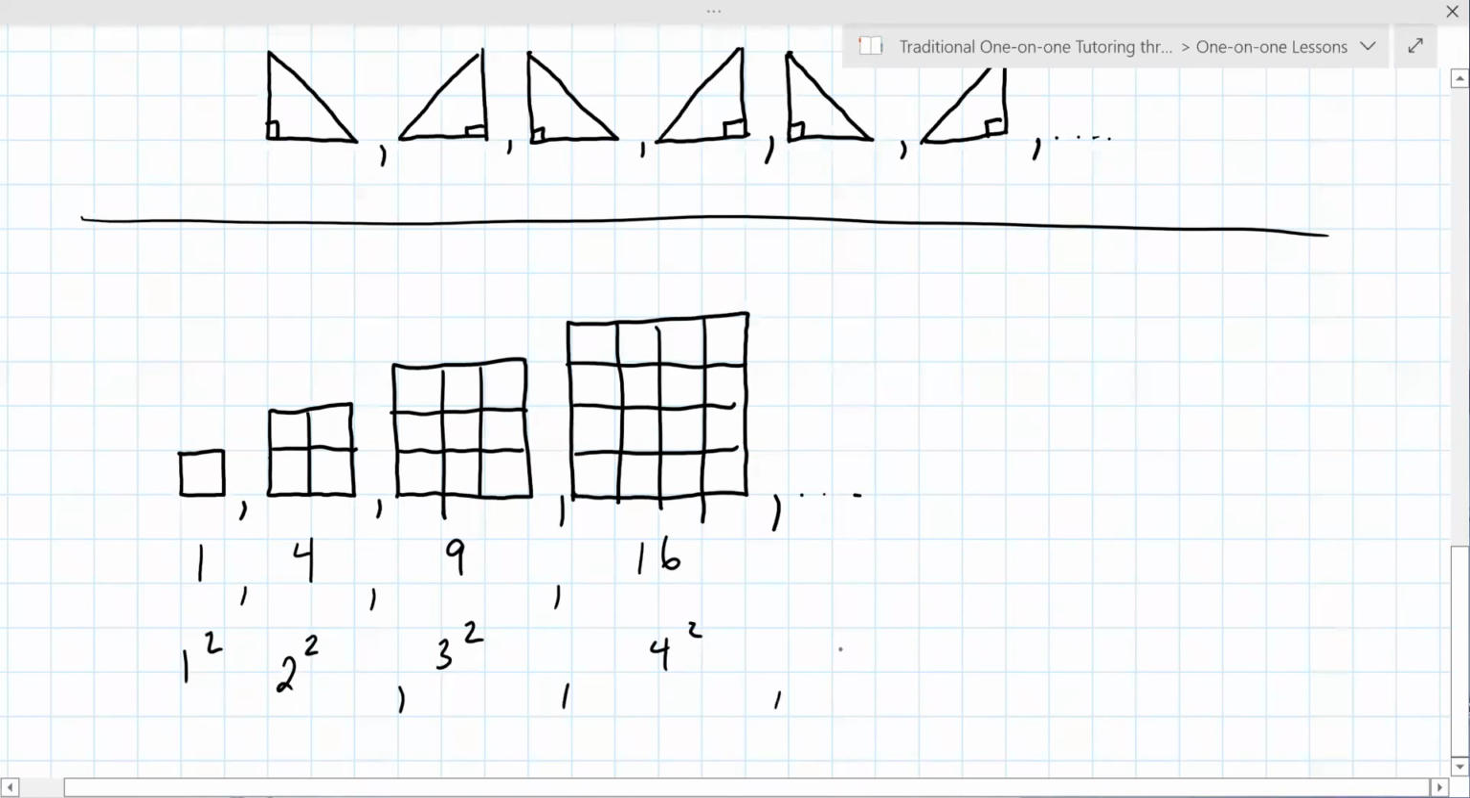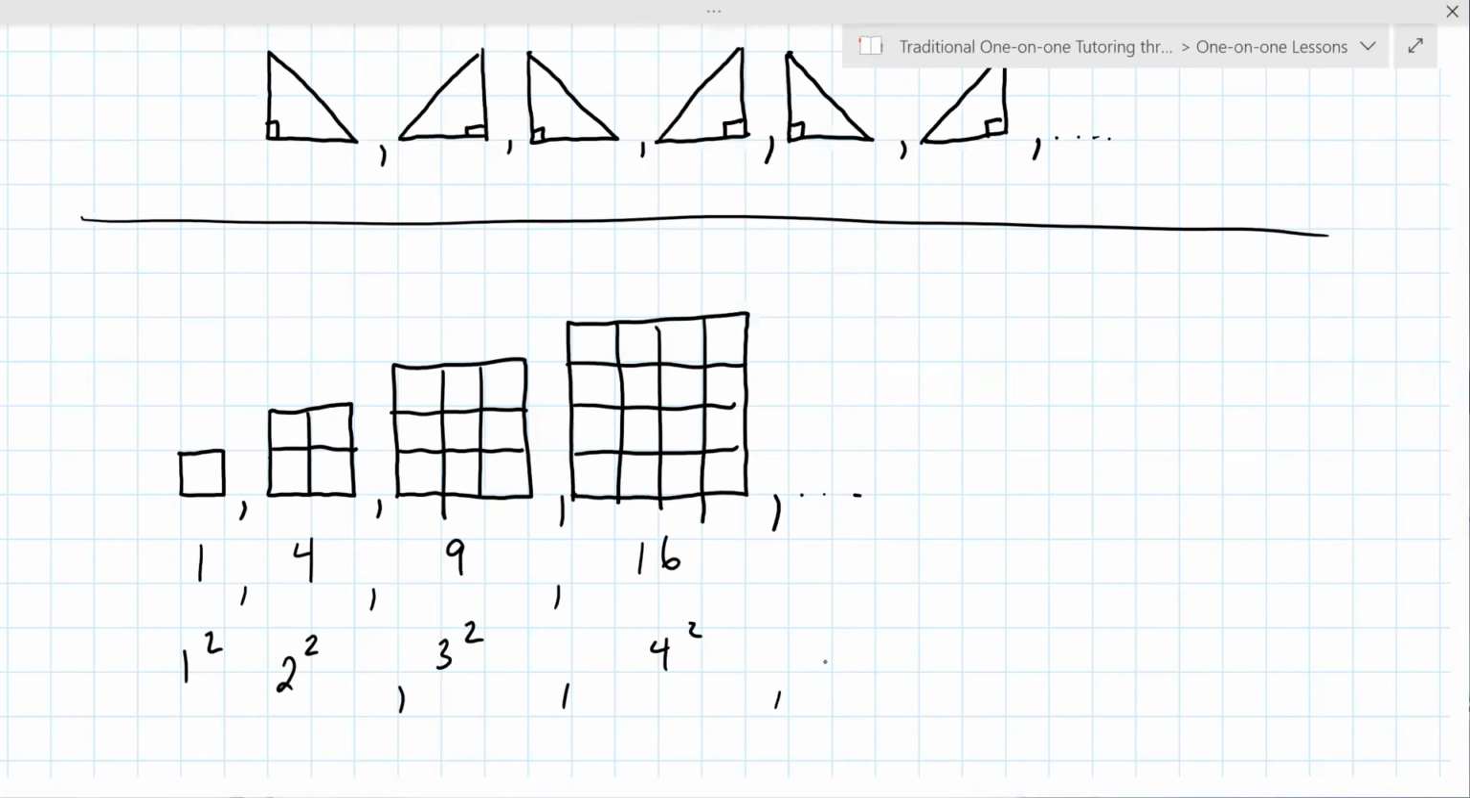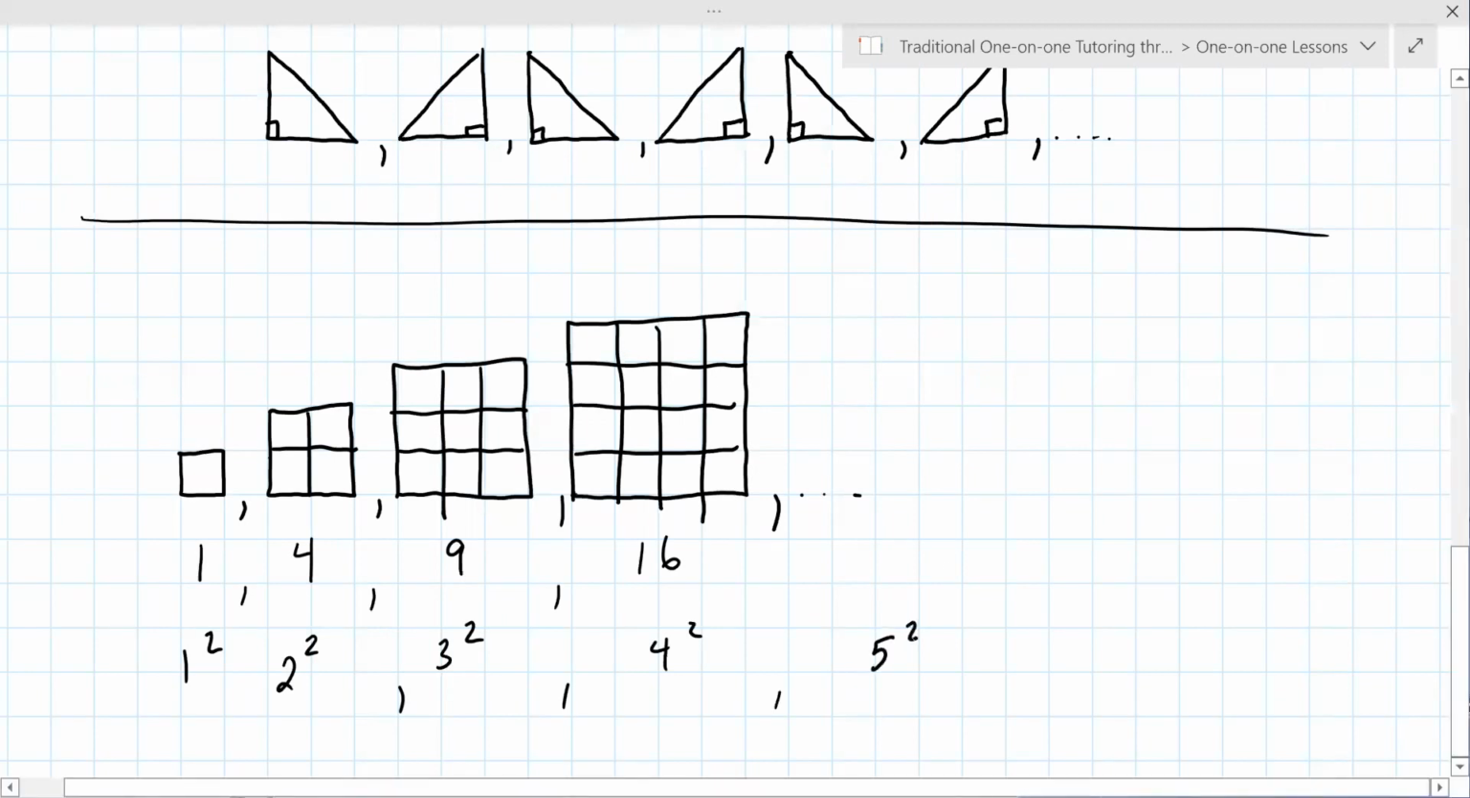So what would the next one be? What would it look like? Or what would it be in terms of numbers down here? What's the next one here? The next one right here. That right there is going to be 5 times 5 is 25, and that's going to be 25 sides. So 5 squared. Very good. It's where you use the exponents.